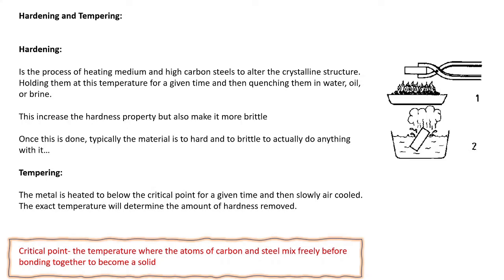Essentially, what you'll do is heat it up, keep it at that temperature and quench it, and then you'll heat it up again just below the critical point and let it cool slowly again. The critical point is the temperature where the atoms of carbon and steel mix freely before bonding together to become a solid. So you want to heat it up just before that point and then let it cool. Once you do that, it actually goes to this very nice bluish colour. It's very pretty. So heat it up and hold it at that temperature, quench it, that makes it hard but brittle, then heat it up again and let it cool slowly without quenching it, and that will remove the brittleness.